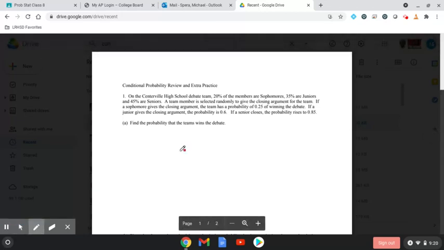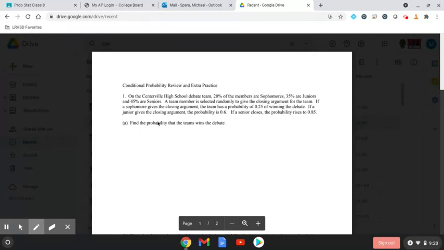On the Centerville High School debate team, we have a percentage of sophomores, juniors, and seniors. How the debate team works is there's a closing argument for the team. Depending on who gives that argument, there is data that gives us the likelihood of the team winning the debate. If the sophomore, the junior, or the senior gives the closing argument, we have the probability that the team then wins the debate. So we're going to make a tree diagram from that.